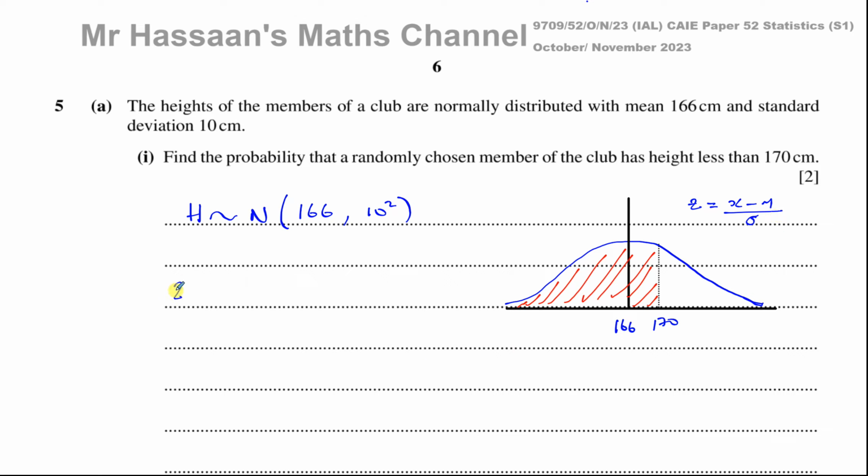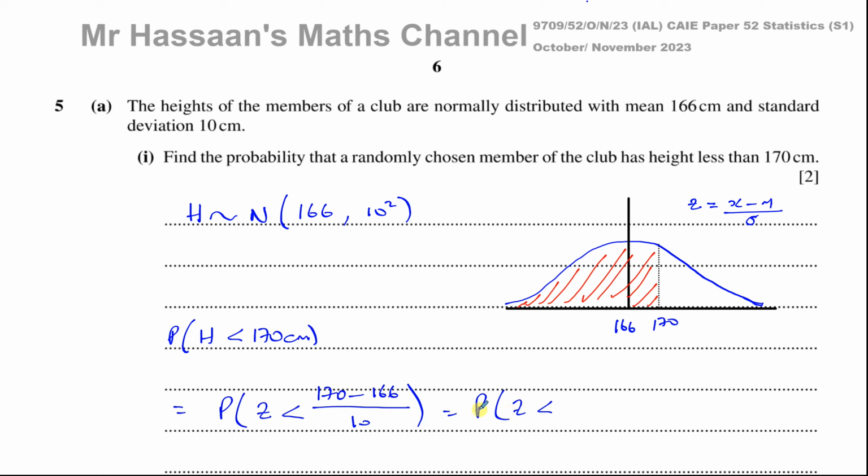So we want to find the probability that the height is less than 170 centimeters. That's the same as the probability that z is less than, after standardizing, the score 170 minus the mean 166 over the standard deviation 10. That's equal to the probability that z is less than 4 over 10, 0.4.